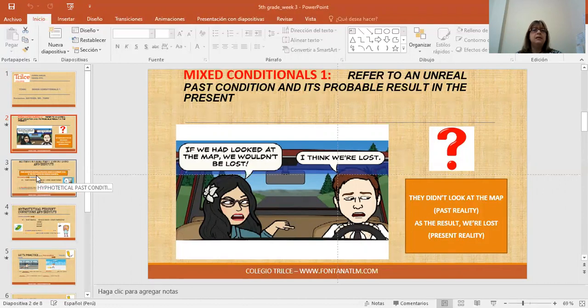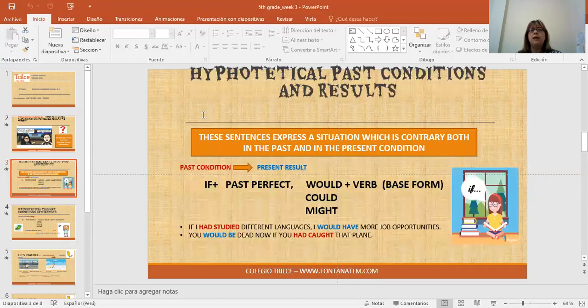So this is what I told you. We are in a hypothetical past condition and the results are also hypothetical. For example, these sentences express a situation which is contrary both in the past and in the present condition.